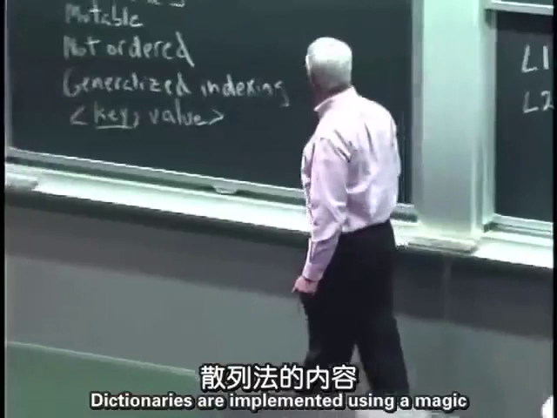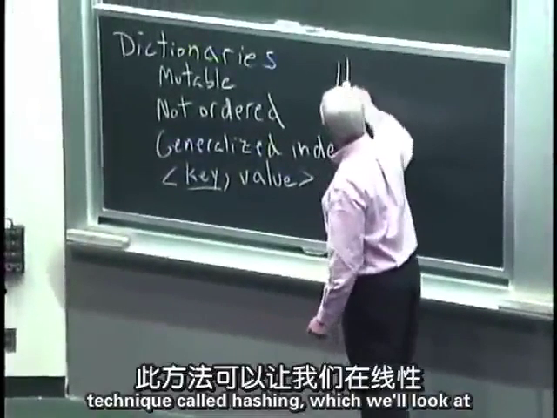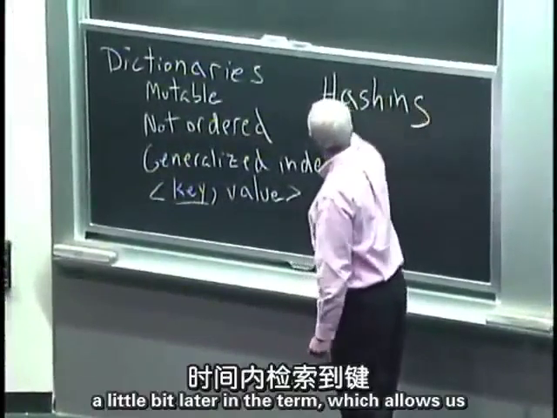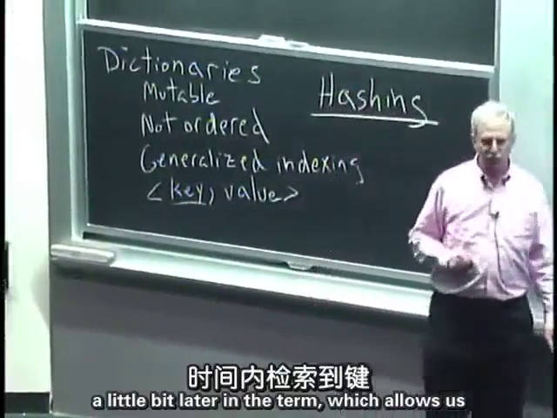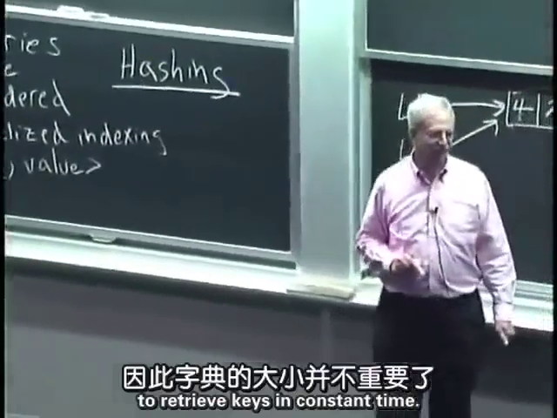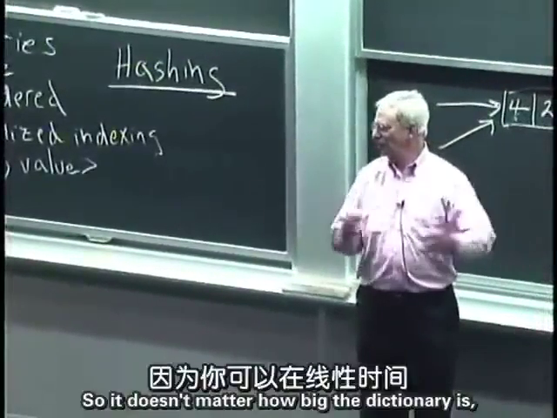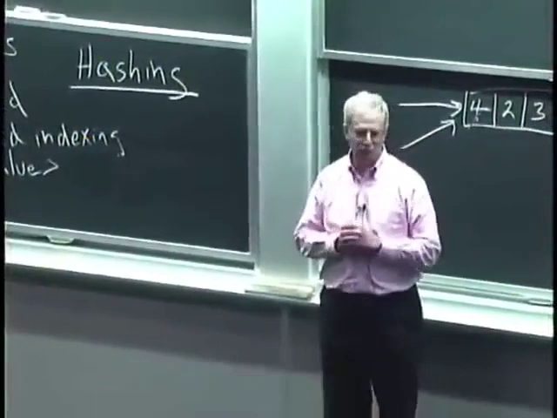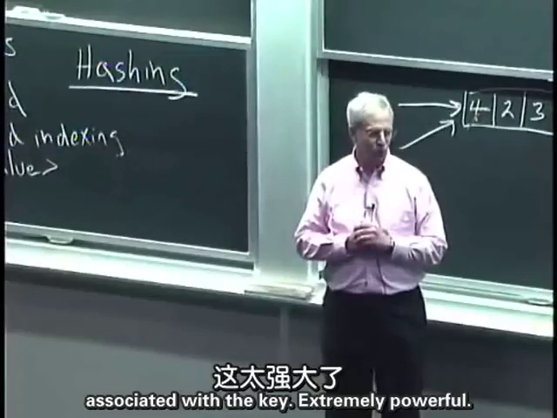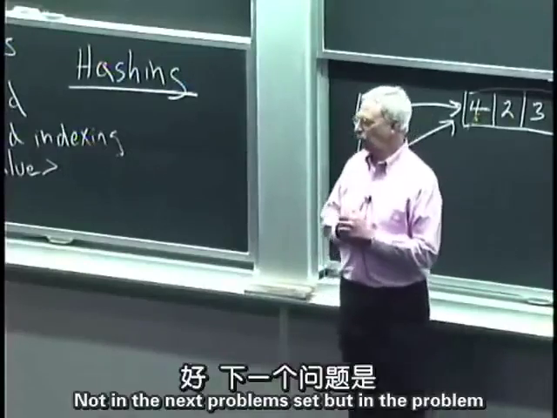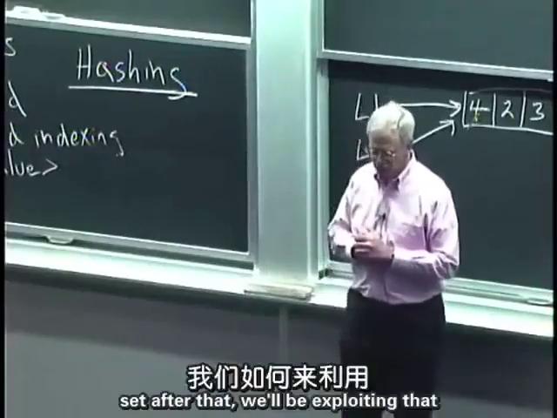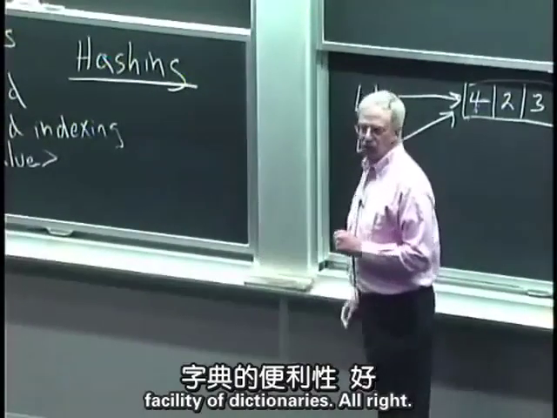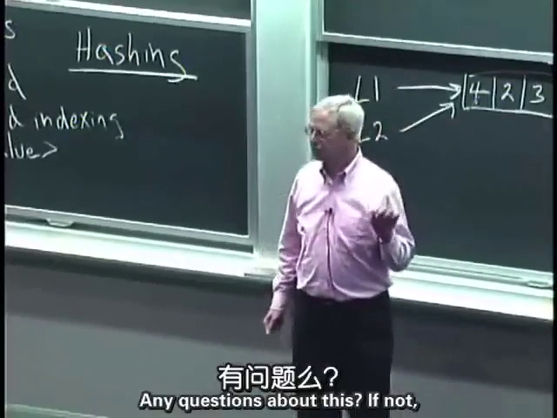Dictionaries are implemented using a magic technique called hashing, which we'll look at a little bit later in the term, which allows us to retrieve keys in constant time. So it doesn't matter how big the dictionary is, you can instantaneously retrieve the value associated with the key. Extremely powerful, not in the next problem set, but in the problem set after that, we'll be exploiting that facility of dictionaries. All right, any questions about this?